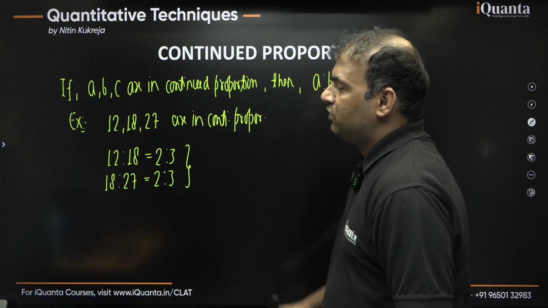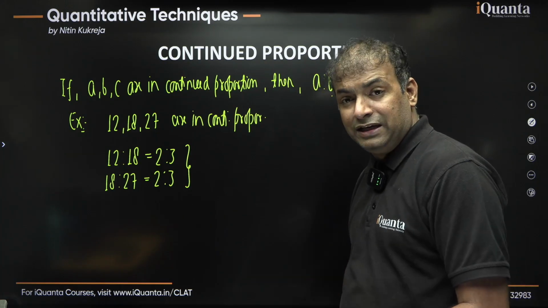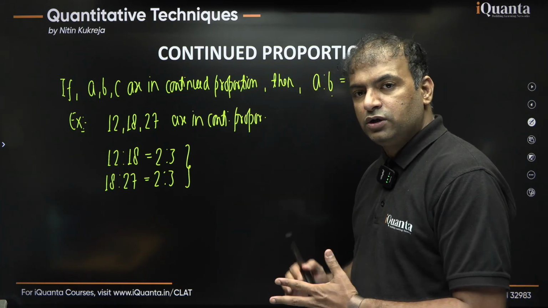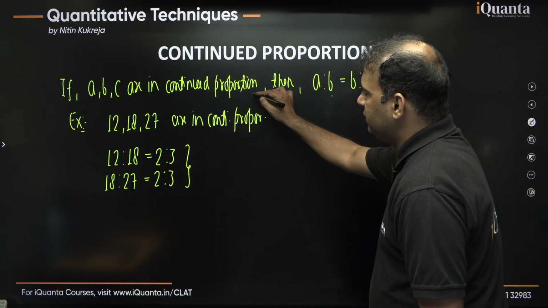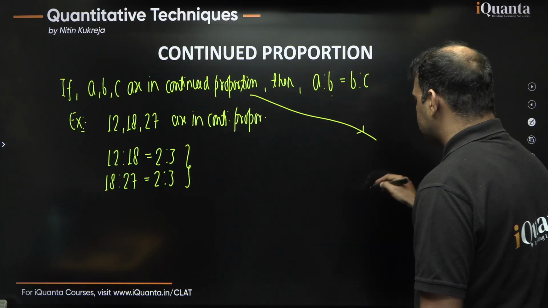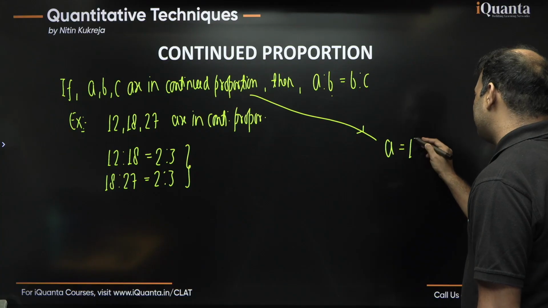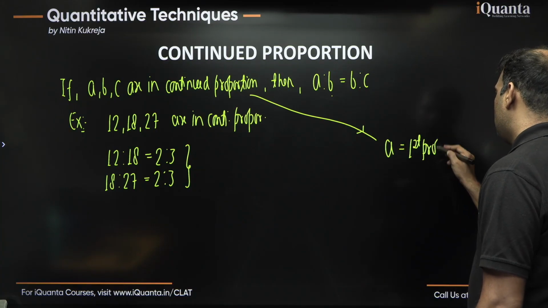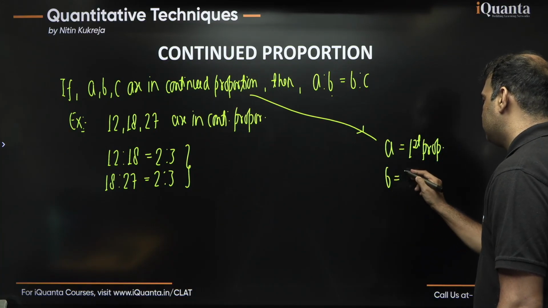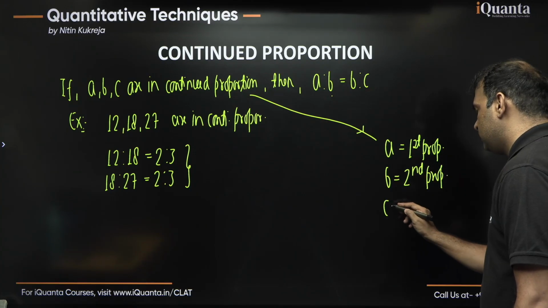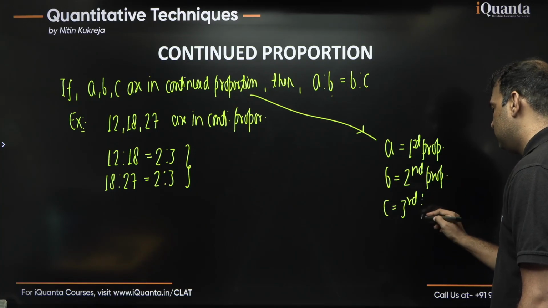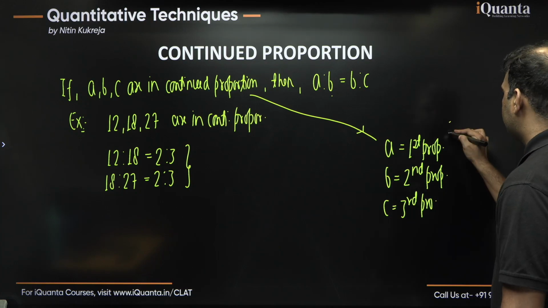Now just like normal proportion, I told you the nomenclature of these terms, right? Here also we have to know the nomenclature of them. For example, if A, B, C are in continued proportion, A is called the same like the first proportion. Okay, what about B? B is also called we can say it's the second proportion, the same thing. And what about C guys? C is, we can say, is called the third proportion. Simple.